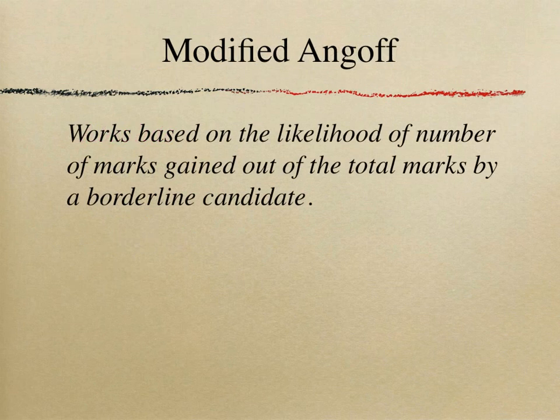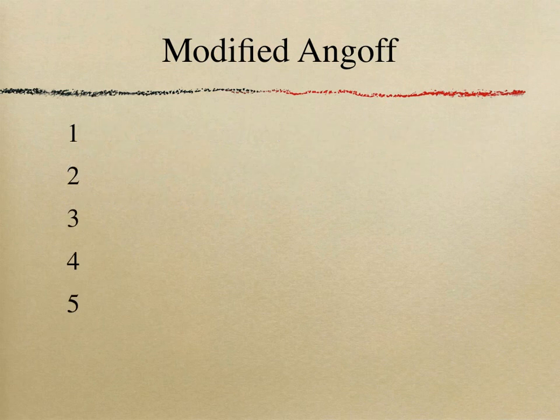So for that reason, people made some modifications to the Angoff method to make it work a little bit better. The modified Angoff, which is extremely commonly used, and we use it here at the School of Dentistry as well, works on the basis of the number of marks which a borderline candidate can gain out of the total marks of every single item of a question. So say, for example, instead of that example where I showed you one single question and asked what's the likelihood of a borderline candidate answering correctly, I told you we've got an MCQ paper of 5 items. Out of these 5 items, how many do you think a borderline candidate can answer correctly?